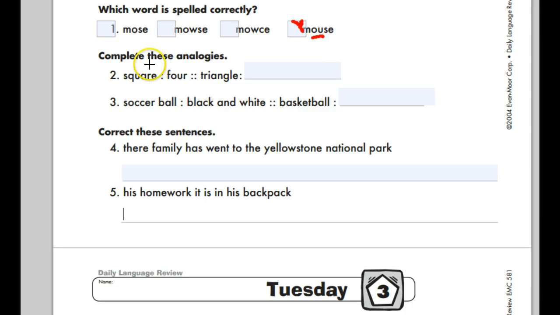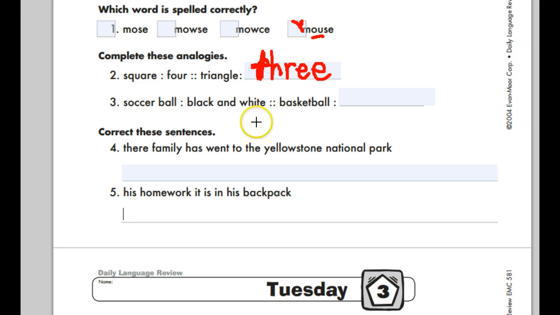Complete these analogies. Square is to 4. Okay, so how are those two connected? A square is a shape, and it has 4, hopefully you're thinking sides. As triangle is to what? Triangle would be to 3. And since they wrote out the word 4, we're going to have to write out the word 3. Well, it looks like an F.